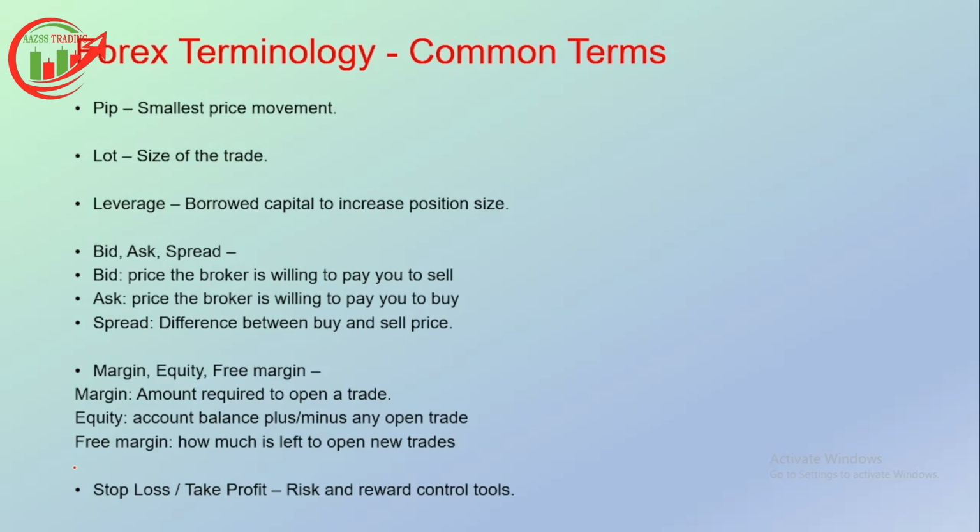The next one is stop loss and take profit, which are the risk and reward control tools. Stop loss protects your account when price goes against you. For example, if I just want to lose $2 and nothing more, I set my stop loss to $2. So it controls your loss. And take profit locks in your win.